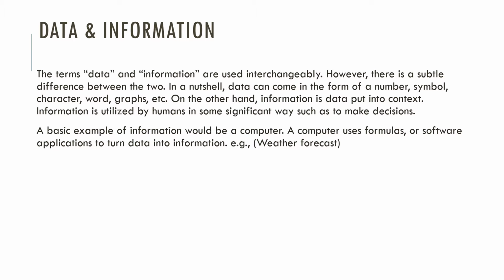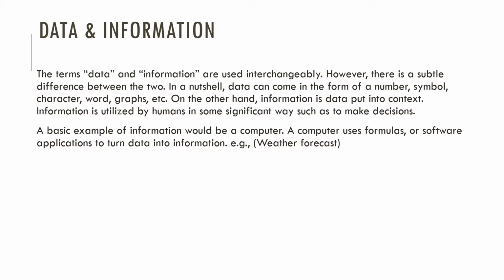The terms data and information are used interchangeably. However, there is a subtle difference between the two. In a nutshell, data can come in the form of a number, symbol, character, word, graphs, etc. On the other hand, information is data put into context.